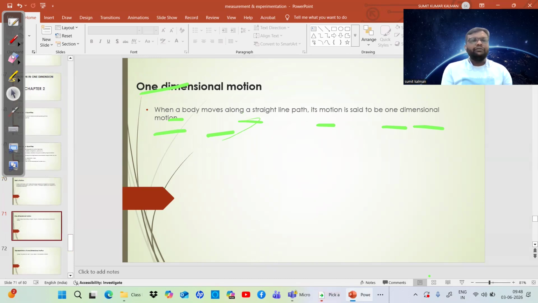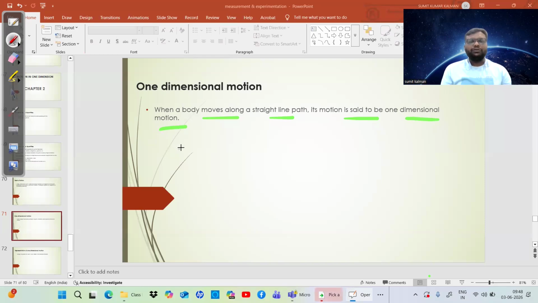Now next, one-dimensional motion. What is one-dimensional motion? When a body moves along a straight line path, its motion is said to be one-dimensional motion. So friends, clearly, if a body is moving along a straight line path, its motion is said to be one-dimensional motion. And students, there are other dimensional motions.